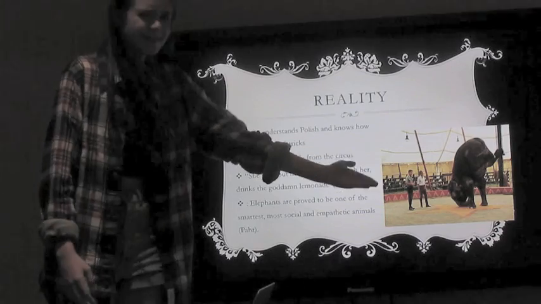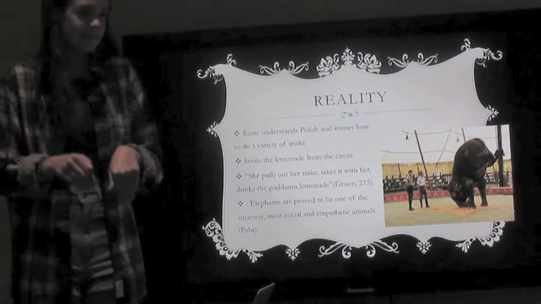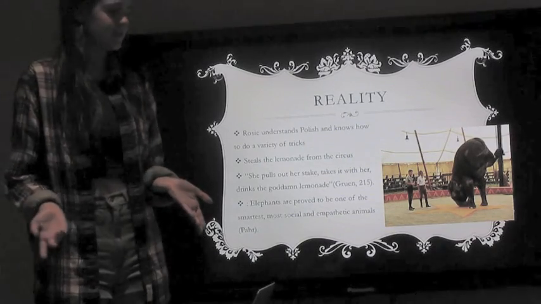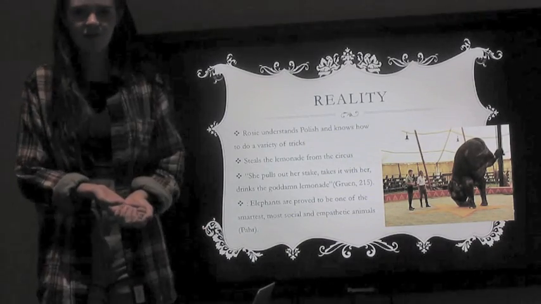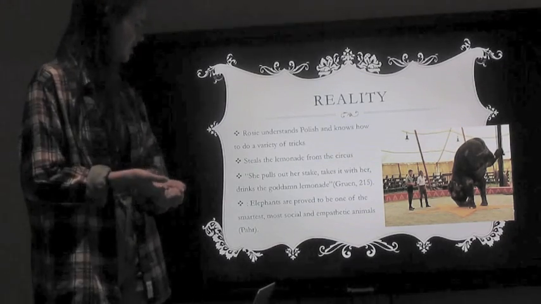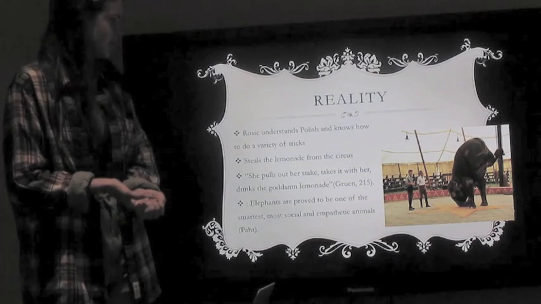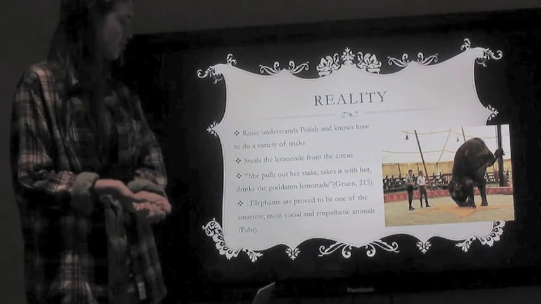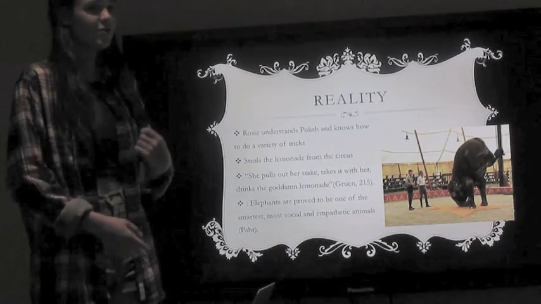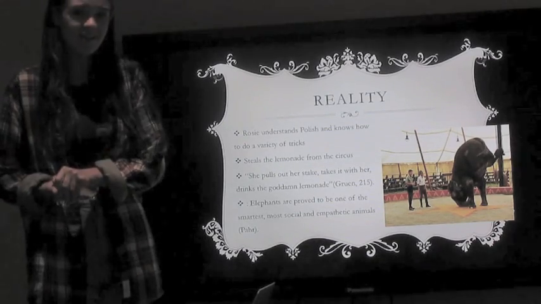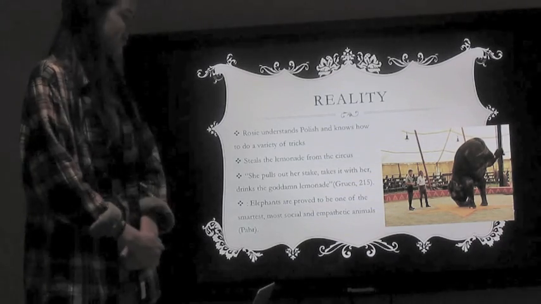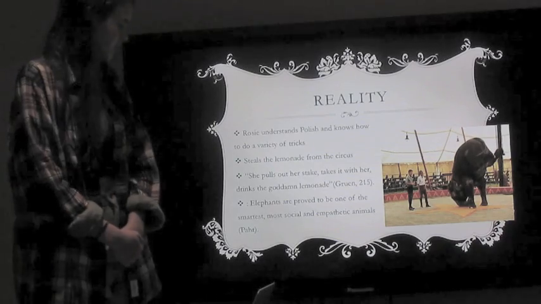Like you can kind of see, if you can see in that photo, she's standing on her head. And so we learn that Rosie is really smart from this. Also, in the novel, she manages to steal the lemonade from the circus, and she does this by pulling out her stake, taking it with her, and then drinks the "goddamn lemonade," which is a quote from the novel explaining how smart she is to be able to leave her pen by herself, take the lemonade, and get back without anyone noticing her. So we know Rosie isn't stupid.